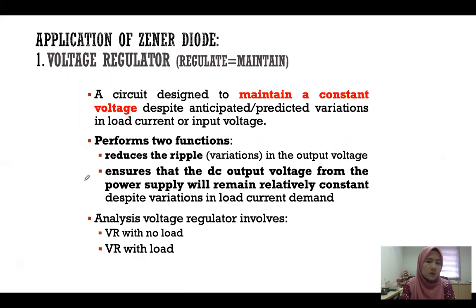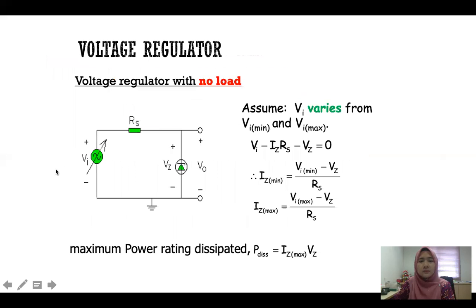You don't need to go into details on this. Okay, but you can read what is the function of a voltage regulator. So now let's look at this circuit. This is a voltage regulator with no load. Okay, over here there is no load, and you have a Zener diode over here.